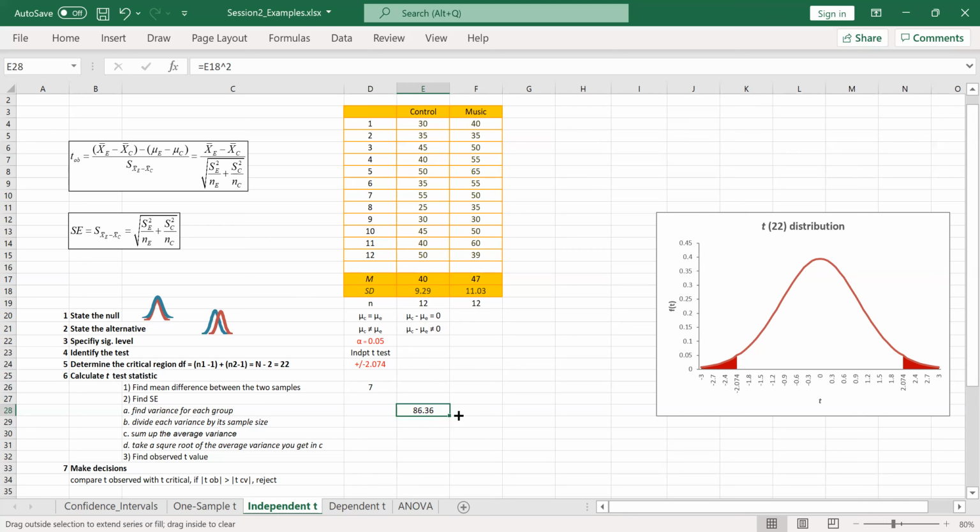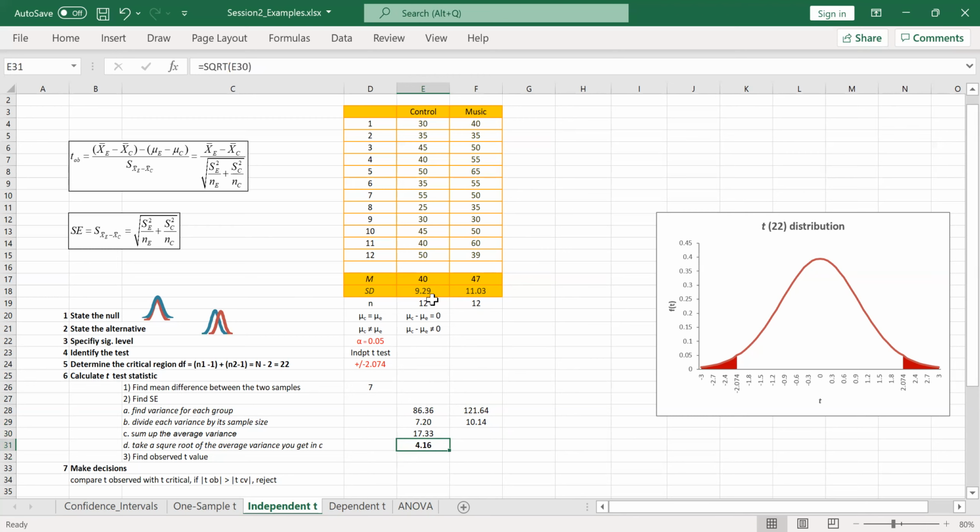And then, so going to copy over for the other group. And next, so find the difference, divided the variance by the sample size to get the average variance. And then we're going to pull these two together. And then going to take the square root. So what we get here is the standard error.